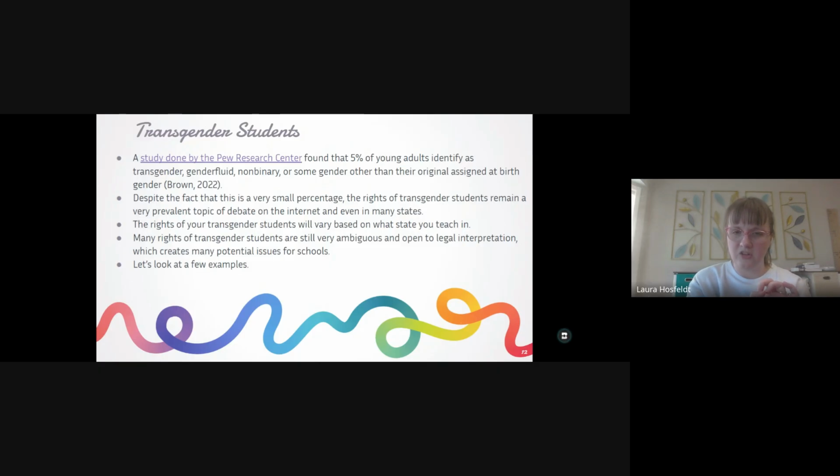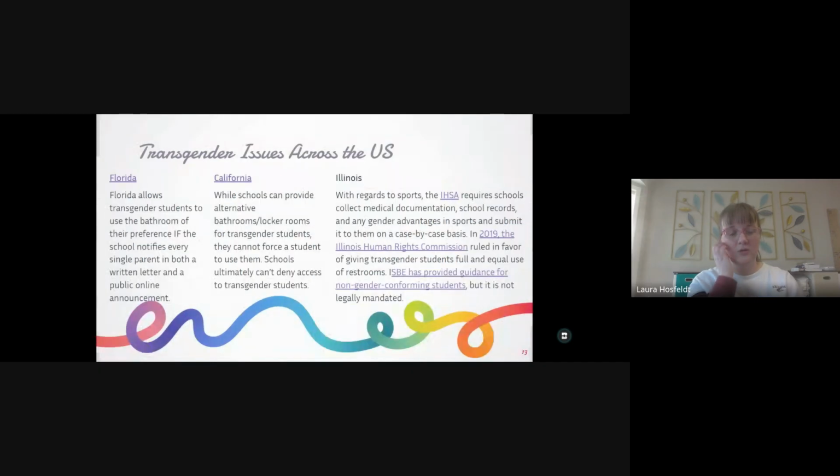Despite the fact that it's a very small percentage, the rights of transgender students are a very prevalent topic of debate on the internet and in many states. Again, despite the fact that it is a very small minority of children. And the rights of transgender students are going to vary greatly based on what state you teach in. A lot of their rights are still very ambiguous and open to legal interpretation, which creates potential issues for schools. So what you are going to do is you are going to look at a few examples. And I just kind of got a few posted here.